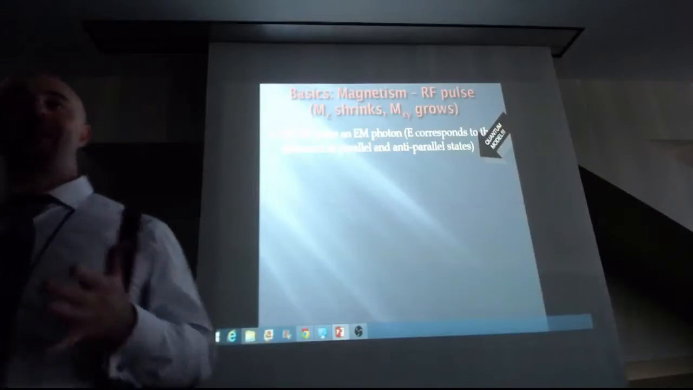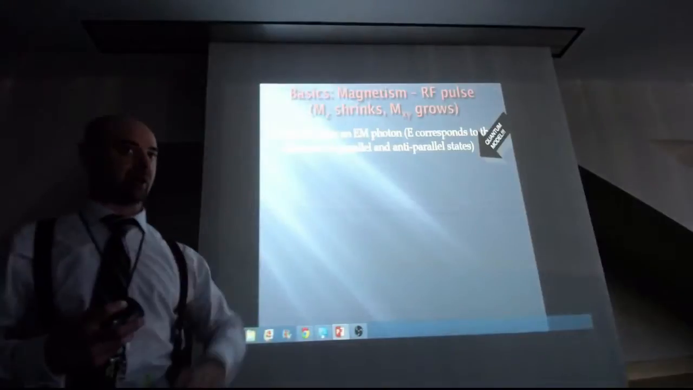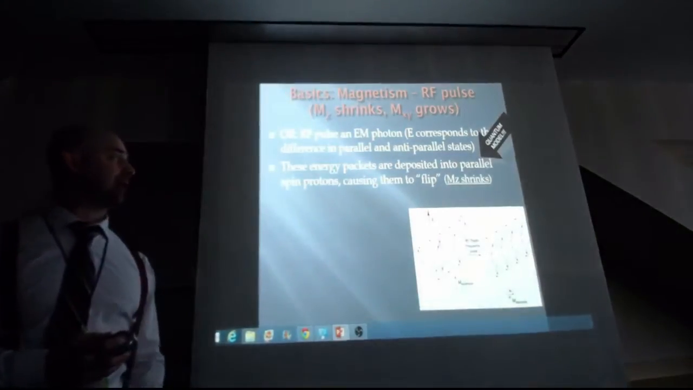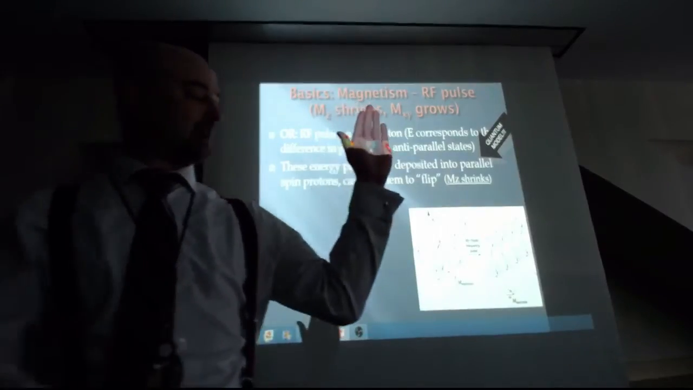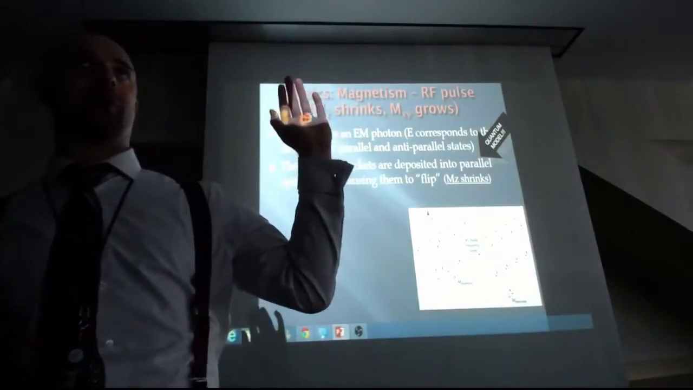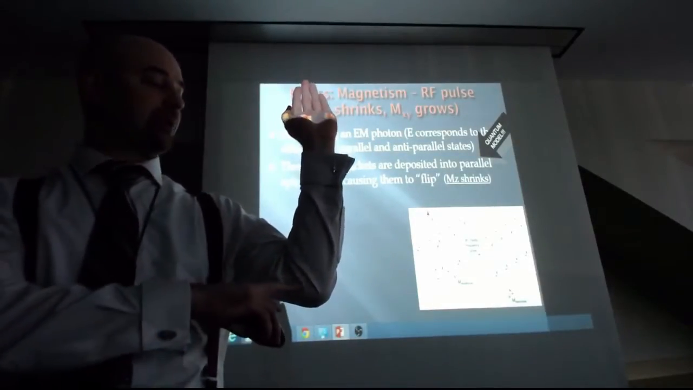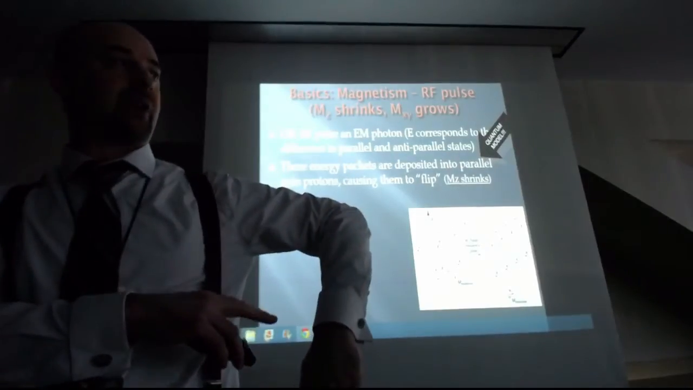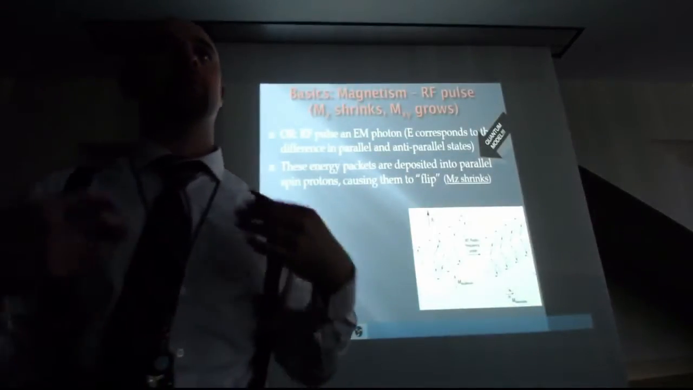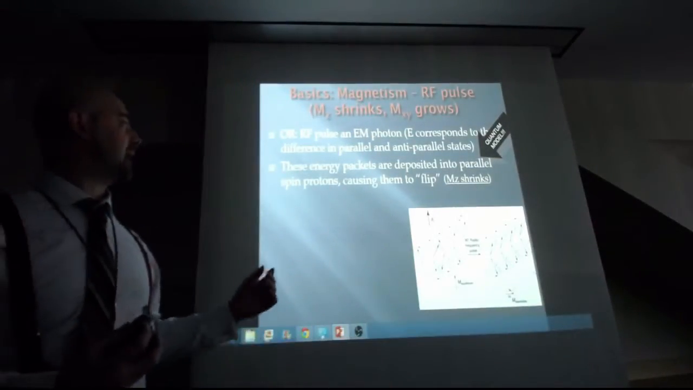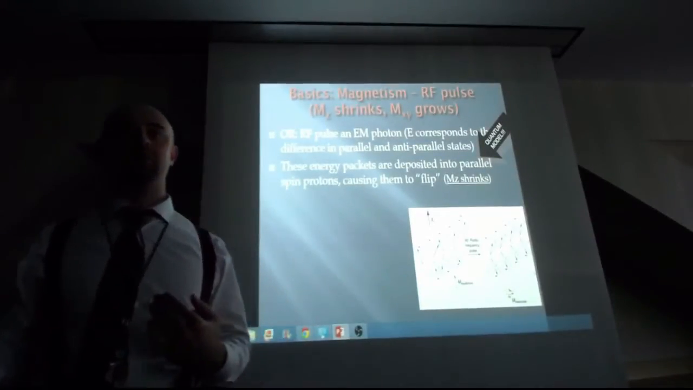So the RF pulse, if we look at it in a quantum model, think about it as sending in a photon that has an energy equivalent to that energy difference between the parallel and anti-parallel states. Once these energy packets get deposited, it causes flipping. There's 9 out of a million more protons than the other half a million pointing in the up direction. So these are going to catch these energy packets and flip to the other way. If you send in enough of these energy packets over time, it's going to flip until there's an even number, which means MZ is going to be zero.